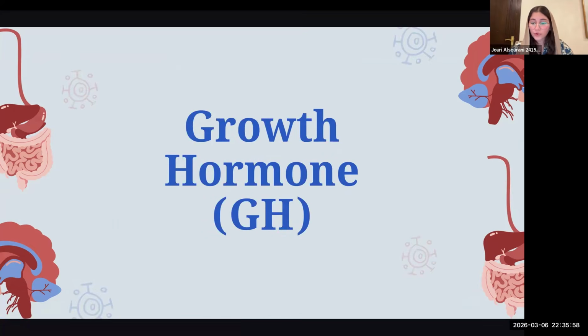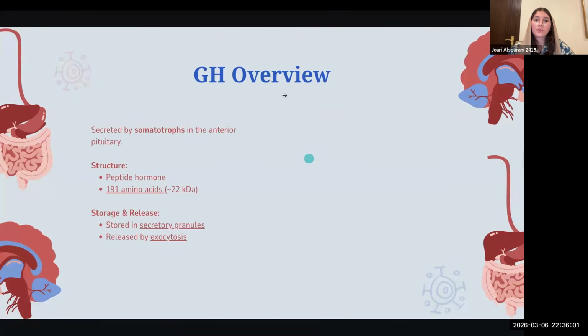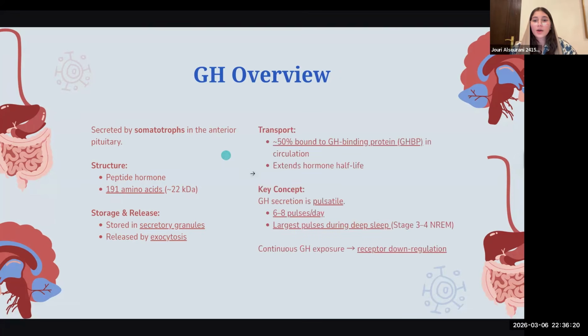Now, let's begin talking about growth hormone. Just as a quick overview, growth hormone is secreted by somatotrophs. Again, we said that the most secreted hormone is growth hormone. It is a peptide, like we said, consisting of 191 amino acids. It is stored in secretory granules and released by exocytosis. So you're just going to see this across all the different hormones, basically. For its transport, 50% is going to be bound to growth hormone binding protein, or GHBP, in circulation. So in circulation, 50% of growth hormone is bound to this binding protein.